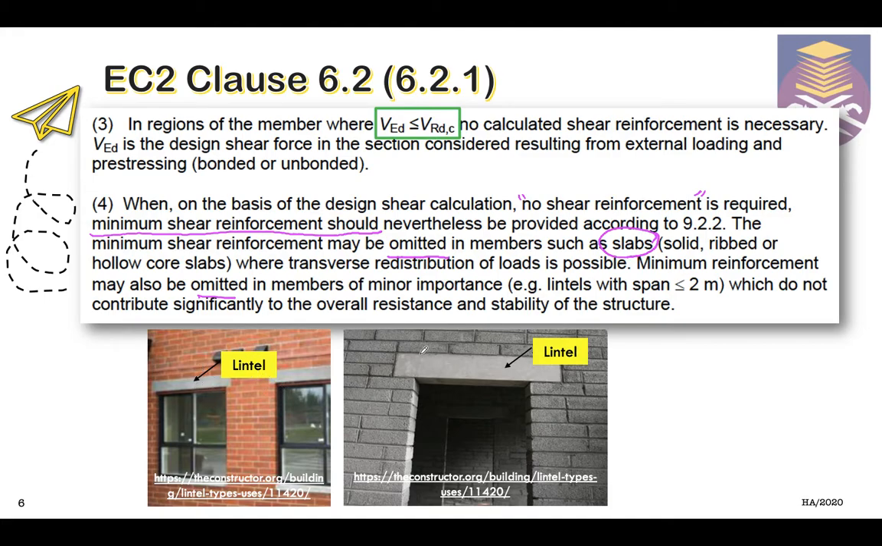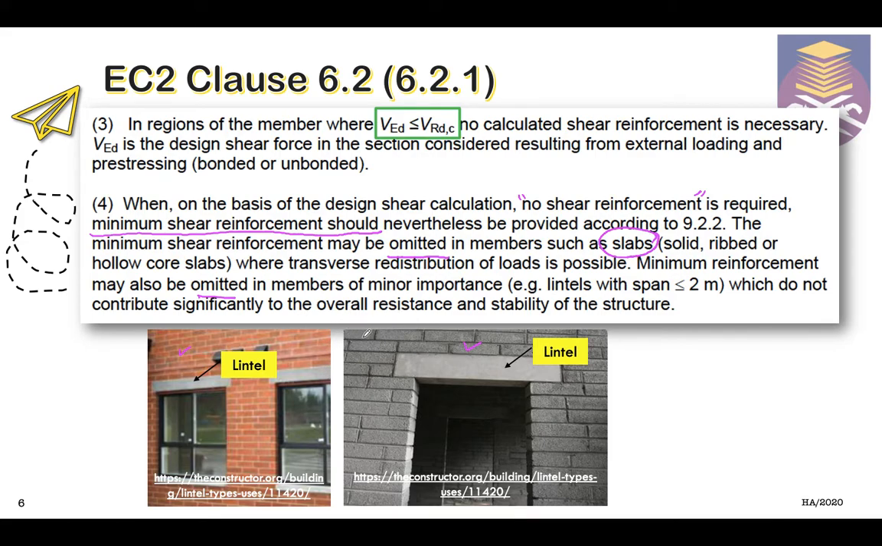So we know that this lintel is actually just meant to cater for the loading from the brickworks that is on top of the opening, right? So it is on top of windows or on top of doors, right? So these are lintels, right? So for this type of element, the shear links can be omitted, right? So we can just simply provide only a longitudinal reinforcement. We do not need to provide any shear links, right? Okay, so these are the cases.